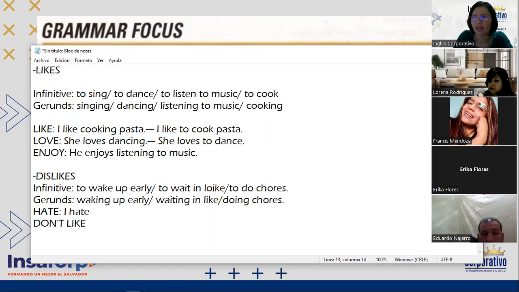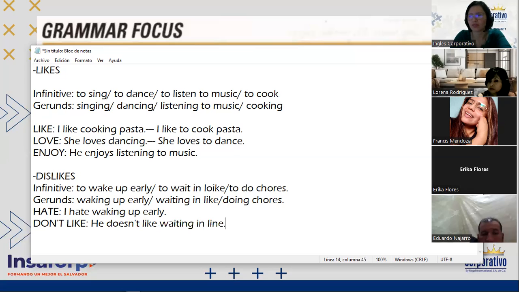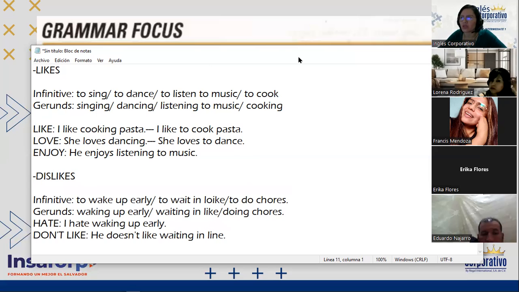So in this case, I hate waking up early. Waking up early, right? Or I don't like... vámonos con he, porque puede ser para él o para ella. He doesn't like to wait in line, or waiting in line, right? Waiting in line, etc. Y lo mismo, puedo decir I hate to wake up early, or he doesn't like to wait in line, right? Entonces, those are the different ways you can use to express your likes and dislikes.